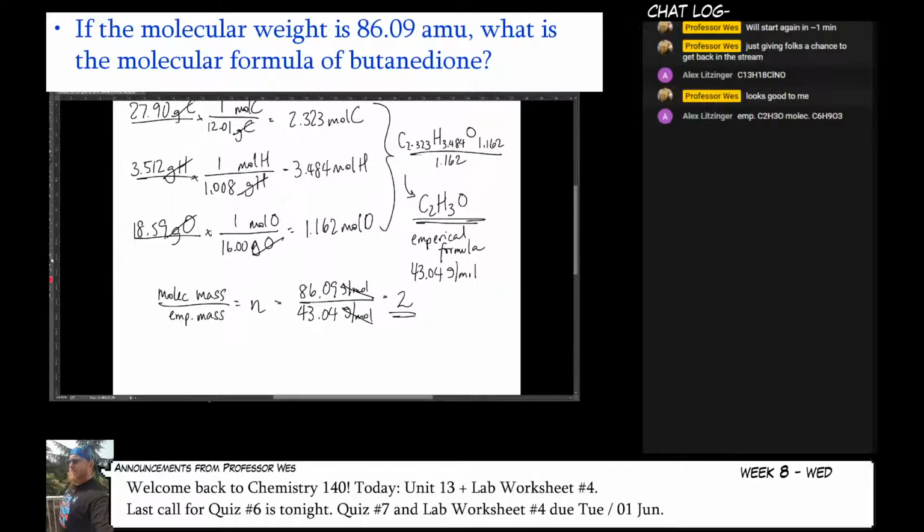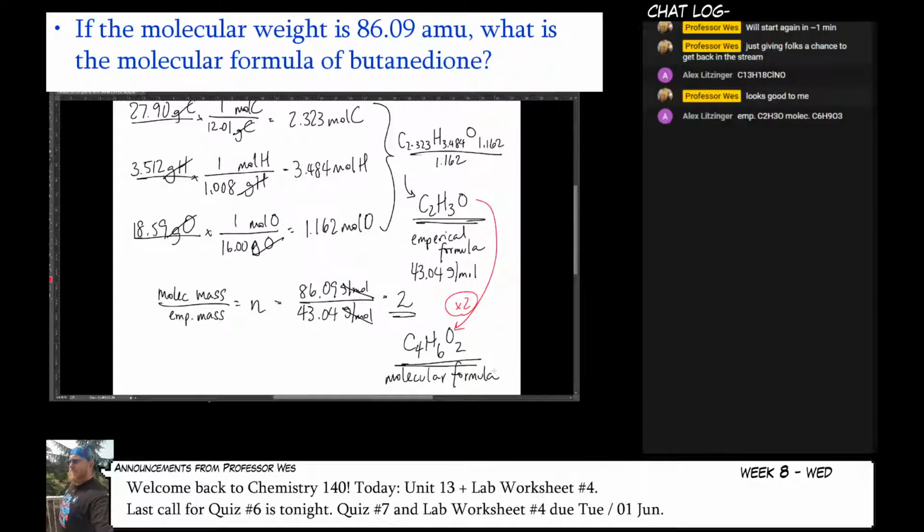So I need to take my formula and multiply it by 2. So the molecular formula would be C, 2 times 2 is 4, H, 3 times 2 is 6, O, 1 times 2 is 2. And there is the molecular formula. All right. There you go.